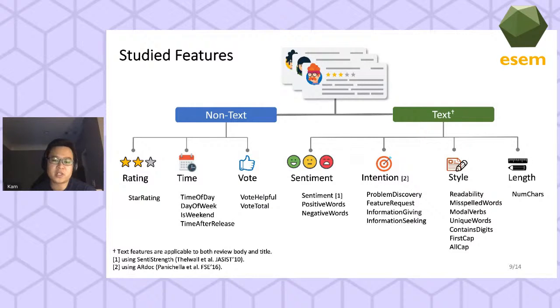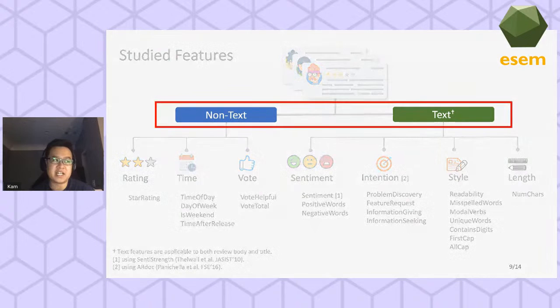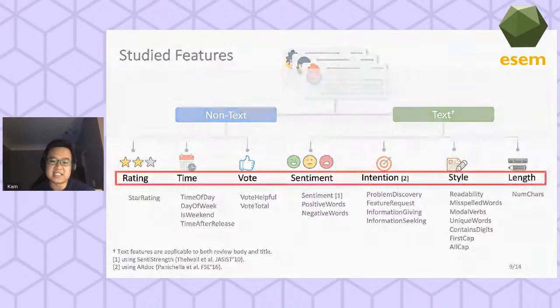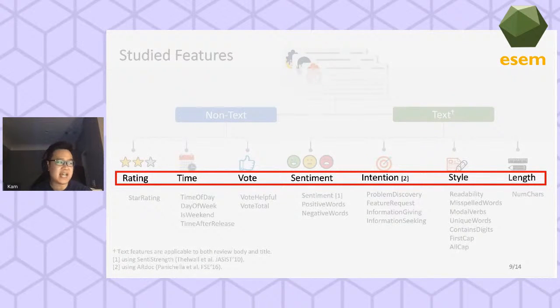And we also focus on features that can be extracted using tools that have been employed successfully in related work, such as ARDoc to extract intention and SentiStrength to extract sentiment. We group our selected features into 2 top-level groups, non-text and text, and then 7 lower-level groups: rating, time, vote, sentiment, intention, style, and length. And of course, there are many other interesting features that have not been considered, for example, discussion topic, or whether a user is discussing something that a majority of other users discuss.